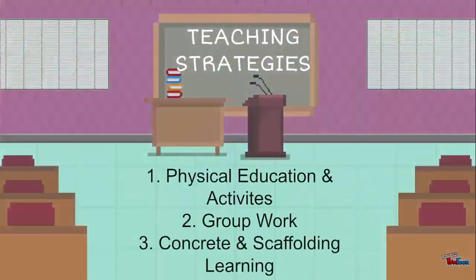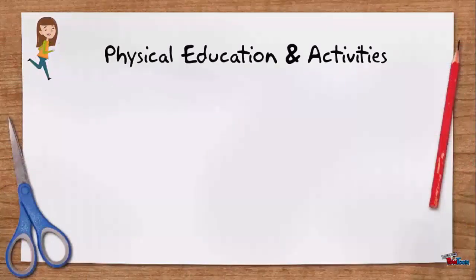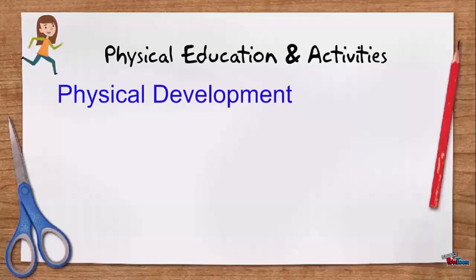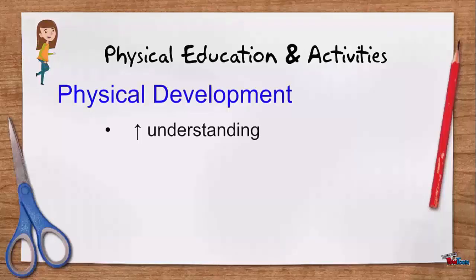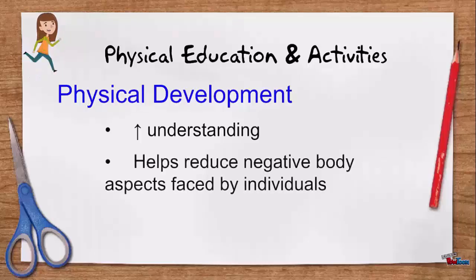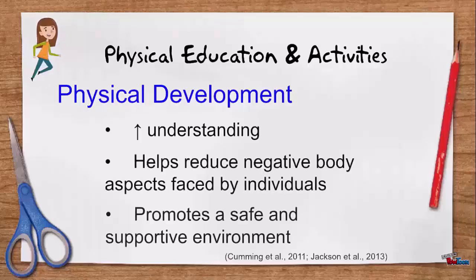Intervening teaching strategies to deal with Kayla's issue include physical education and activities, group work, and concrete and scaffold learning. The strategy of promoting physical education and activity can assist Kayla with her developmental issues. The education of Kayla and her peers would help increase the understanding of puberty and female early maturation, and as a result, simultaneously reduce associated negative self-esteem issues and create a safer environment conducive to student learning.